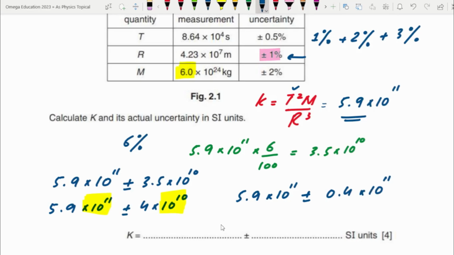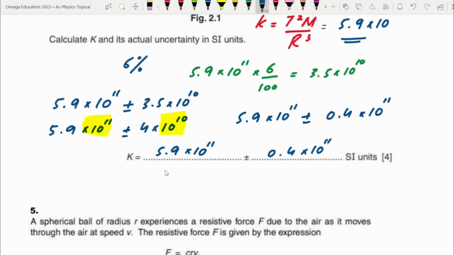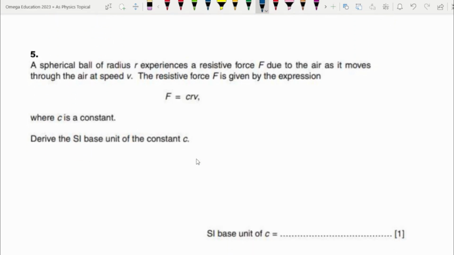All right, that would be the same thing. So now we can write the final answer. Both ways would be fine: 5.9 into 10 to the power 11 plus minus 0.4 into 10 to the power 11 SI units, or you can also write it the other way. So this is what we get for this question. Let's take a look at the next one.